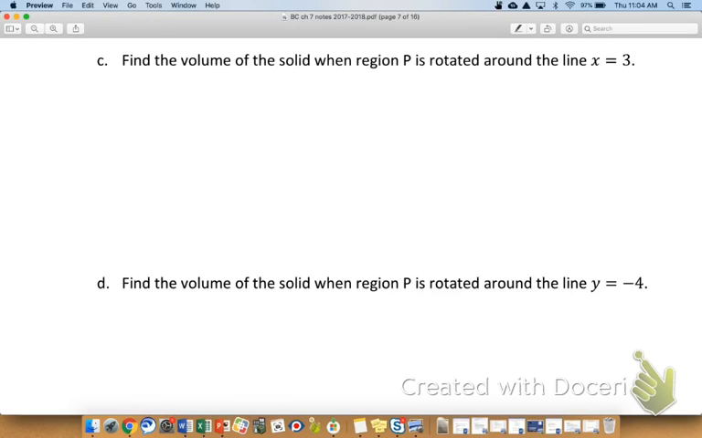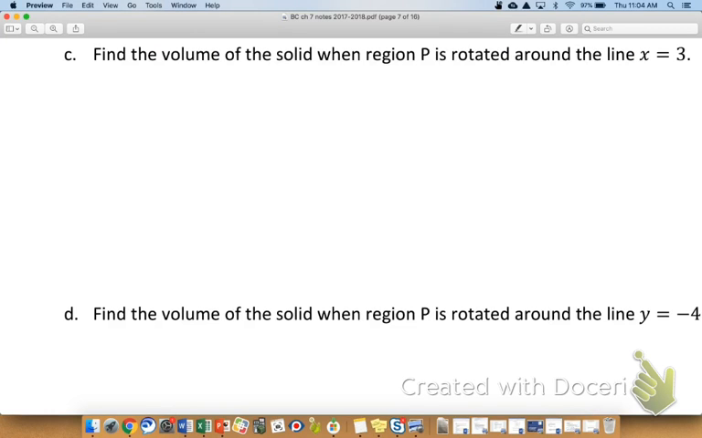Okay, so our region is the same region we've been working with. And so I'm just going to sketch that one out. And I thought here that I would work this first one with you, and I'll have you guys try D by yourselves.